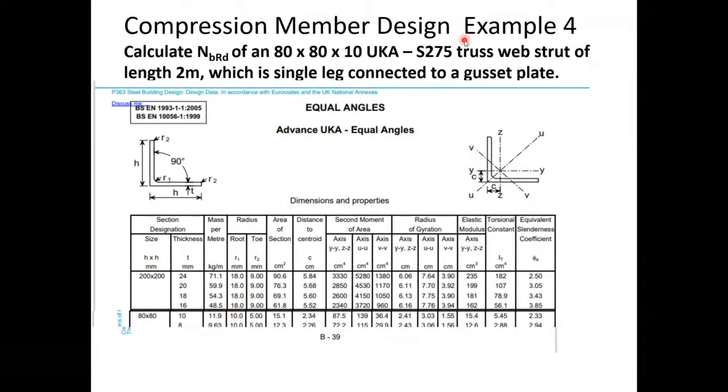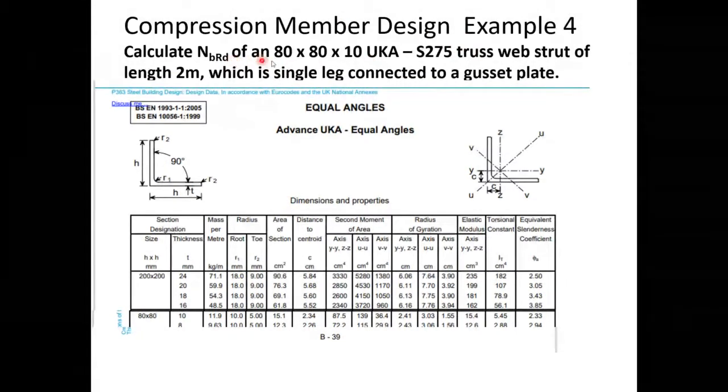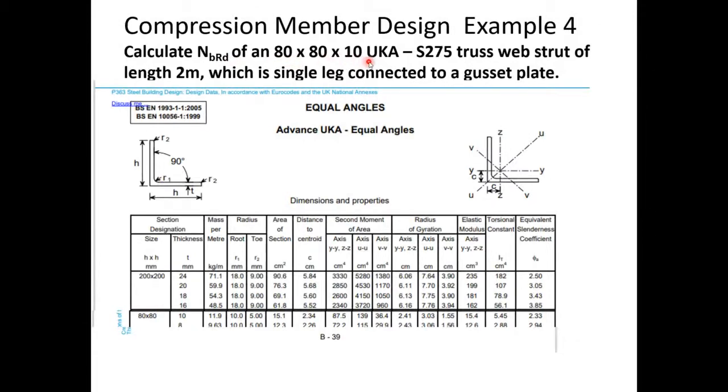Okay, so we're going to do this example, example 4, where we're going to calculate the buckling capacity of this section, 80 by 80 by 10 UKA, which is grade S275, and it's in a truss. Its length is 2 meters, and it's got a single angle connected into it.